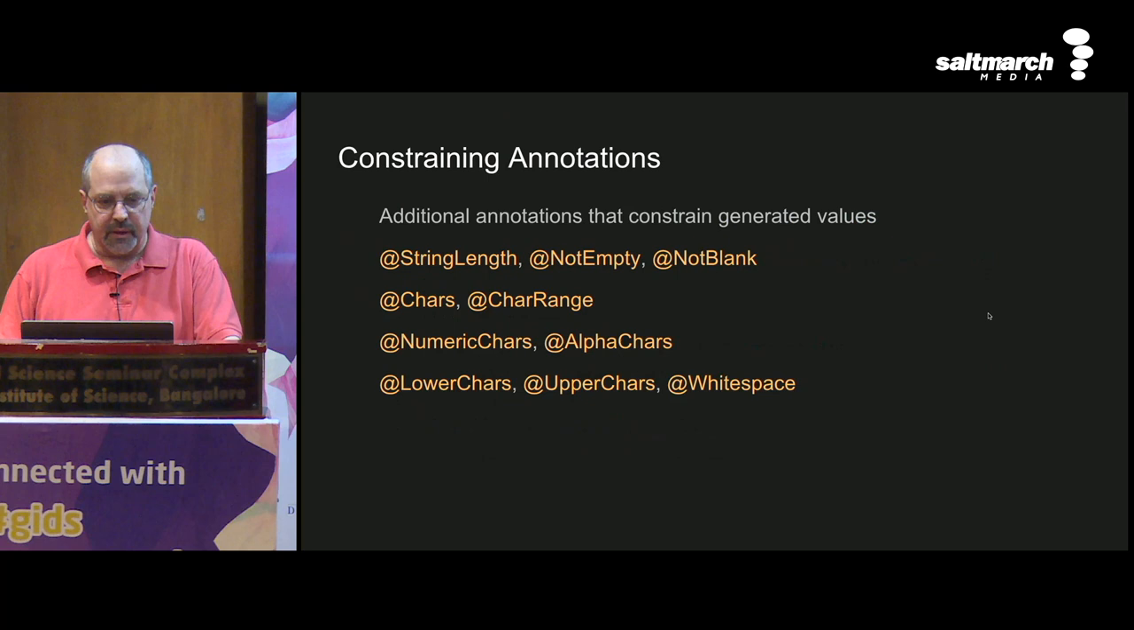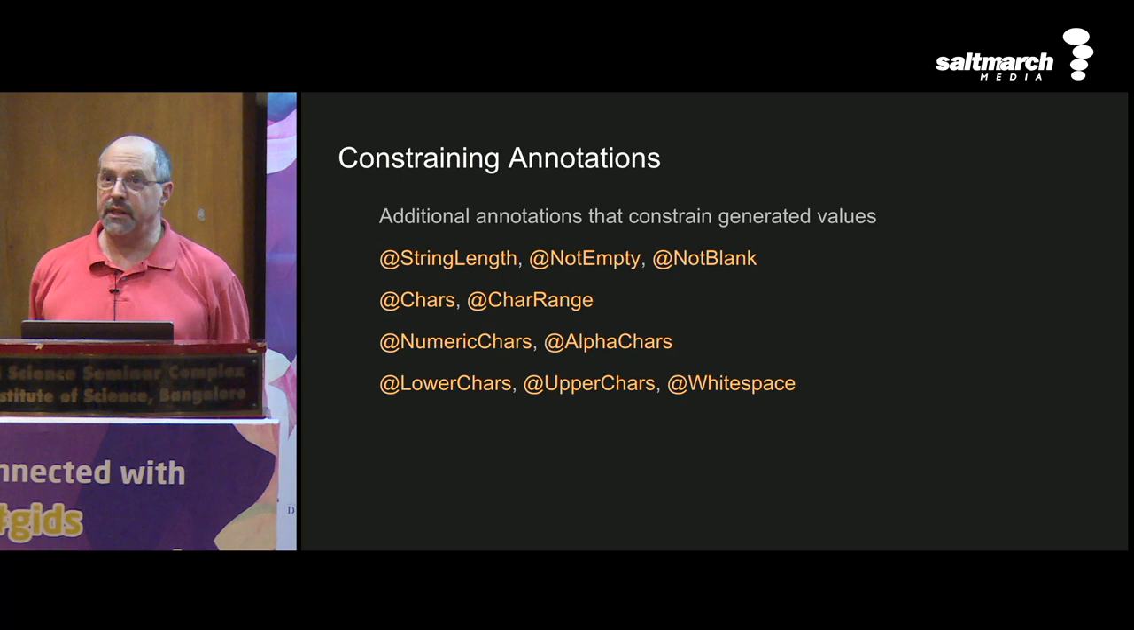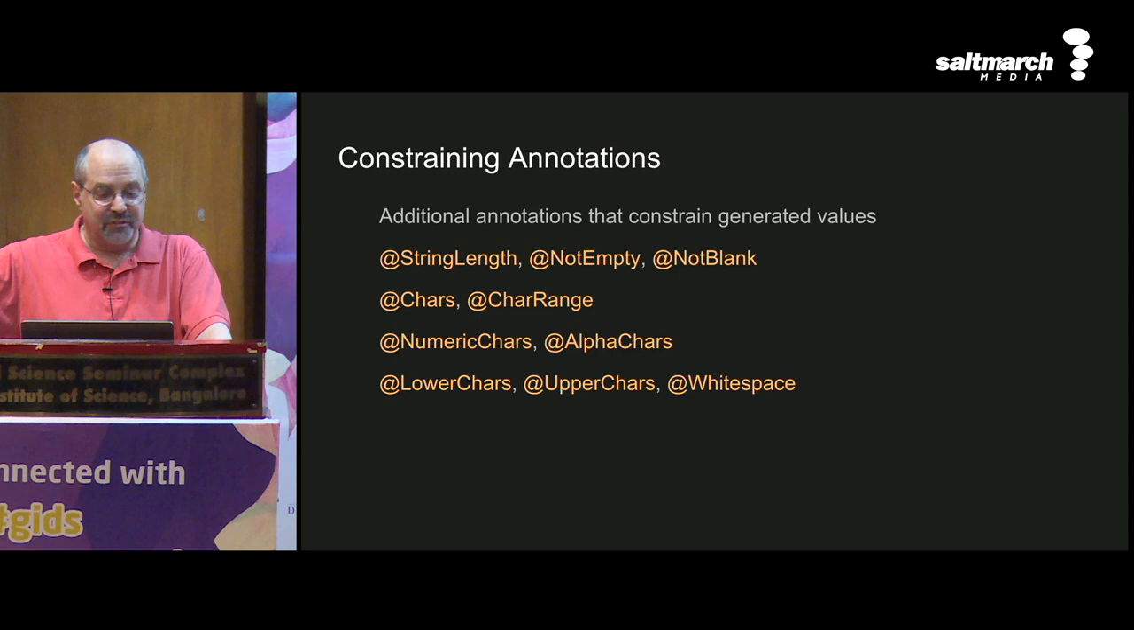So here are some of those constraining annotations that you could use. @StringLength will let you look for strings of exactly a particular length. NotEmpty and NotBlank. The difference is that blank strings cannot consist only of white space, but empty strings can. So you can pick whichever one you prefer. And you could put multiple ones, as you saw. You could chain several of these together in your argument list.